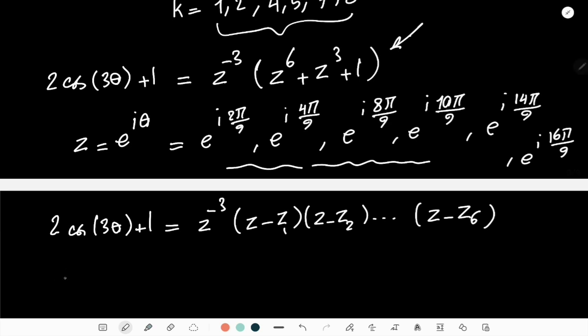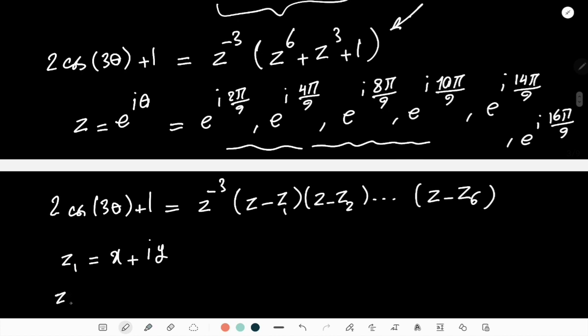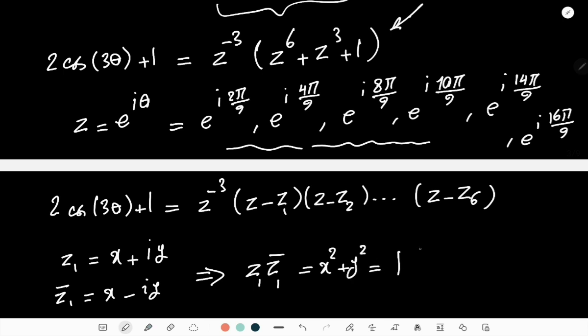Basically, if I have z1 equals x plus iy, the complex conjugate value of z1, which I denote as z1 bar, is basically x minus iy. And I have this nice property that if I multiply these two with each other, what I will get is basically x squared plus y squared, which is the same as the absolute value of z1 to the power of 2. This is the Pythagorean theorem, okay?